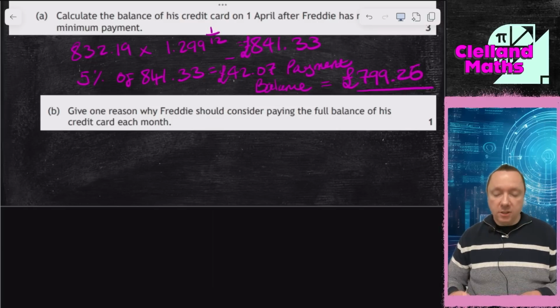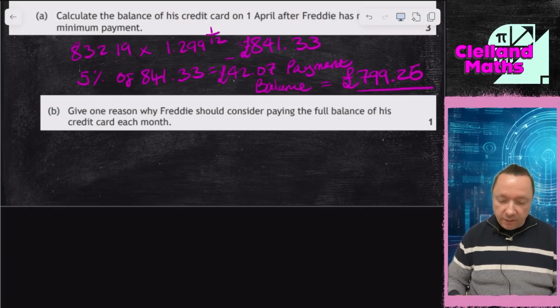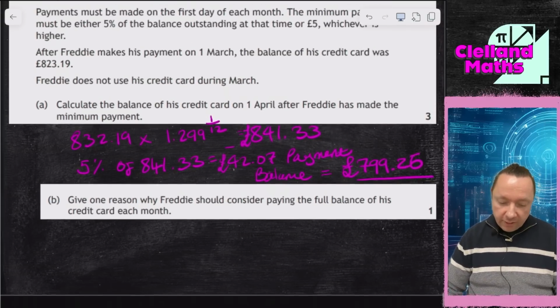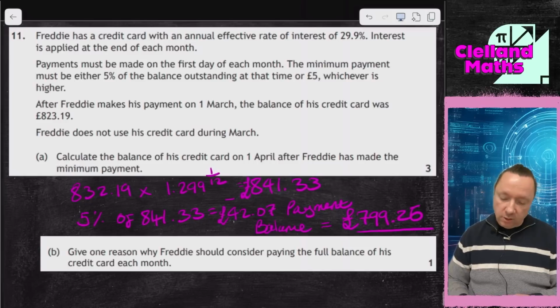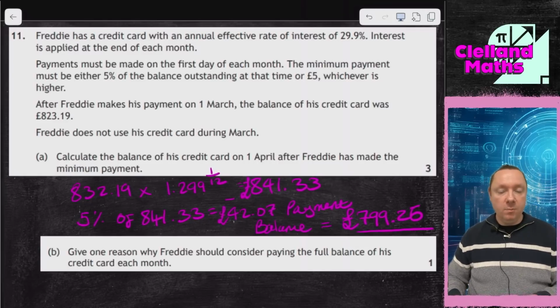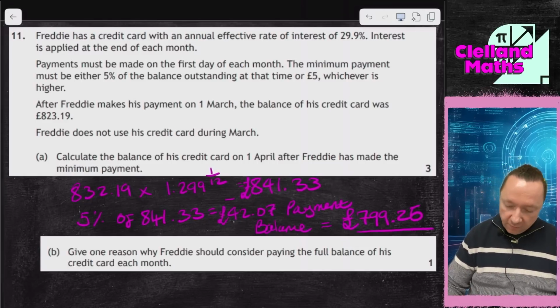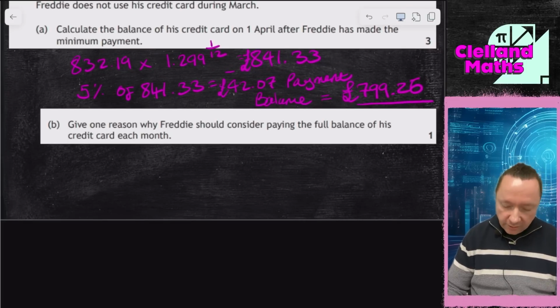The reason why Freda should consider paying his full balance on his credit card each month. Well, technically with a credit card, although not according to this question, if you pay your full balance each month, you would pay no interest. But I think for this question, I'll say less interest.